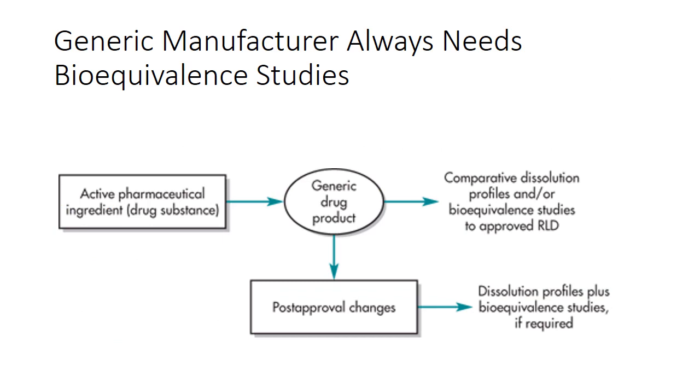So the generic manufacturer always needs bioequivalence studies. Remember, the brand name manufacturer would need a bioequivalence study only if they're changing the product. So again, you have the active pharmaceutical ingredient that goes into the generic drug product. They have to do either comparative dissolution profiles or bioequivalence studies in actual humans. And a generic drug manufacturer can change the formulation after it's approved, but then they have to prove bioequivalence again and again and again. So anytime you change the product, you have to prove bioequivalence.